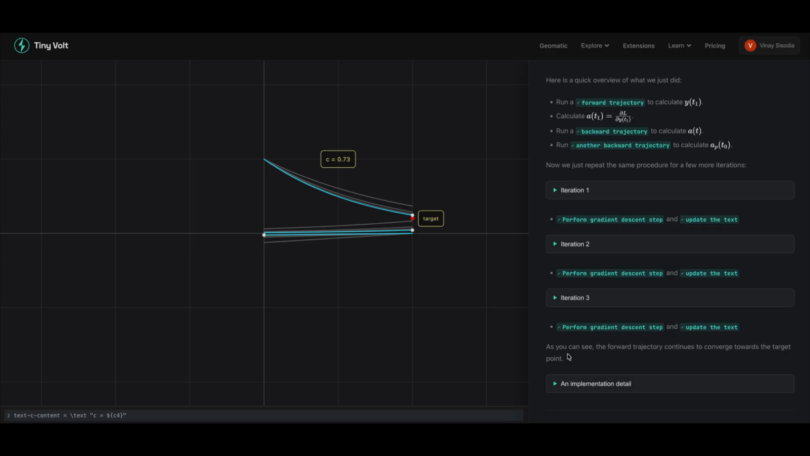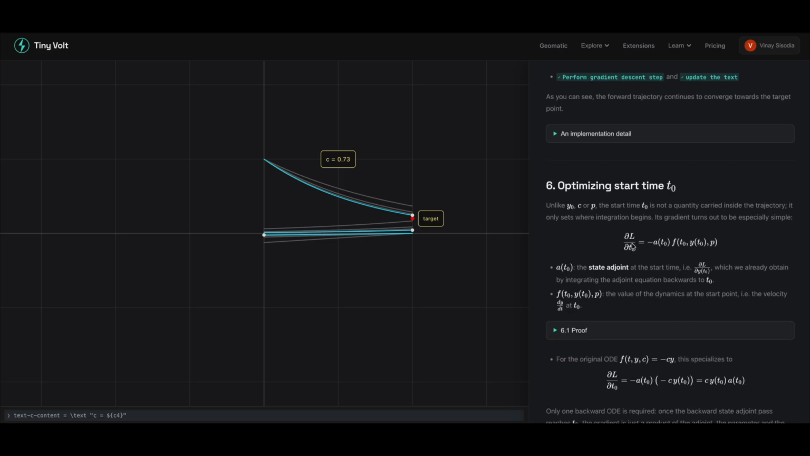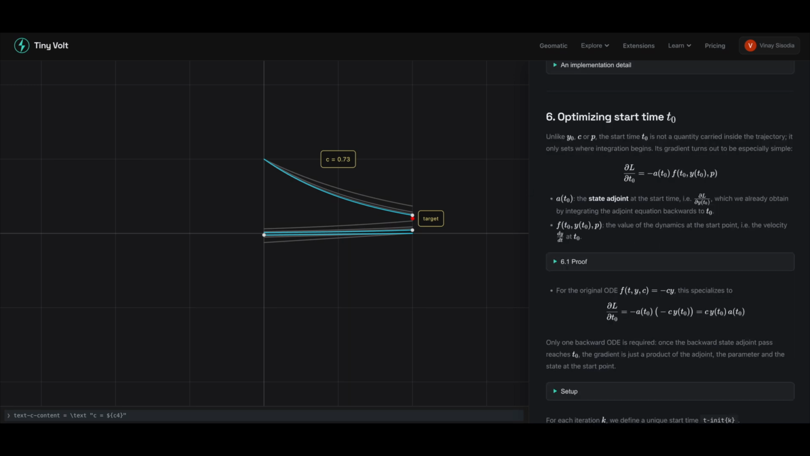That covers the second case, and the third case is optimizing the start time t. So in the third case, we'll keep the values of the initial condition y and the parameter c fixed, and we'll just modify the start time of this ODE. For this case, the adjoint equation is quite simple. We don't even need to calculate the partial derivative of f with respect to anything.